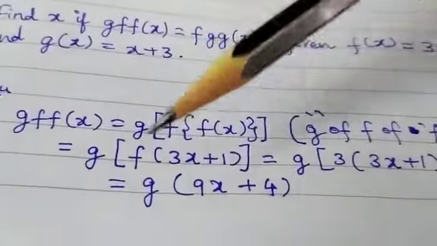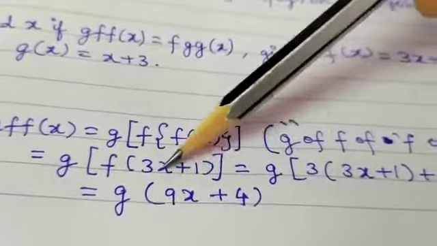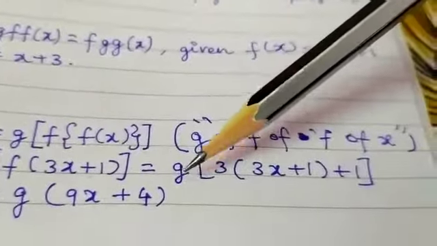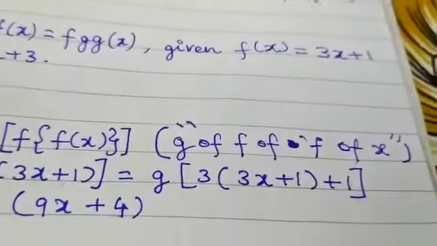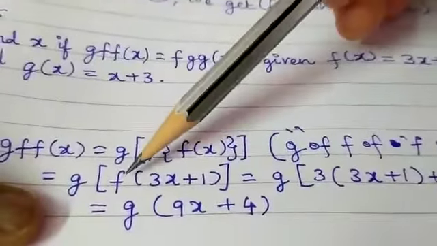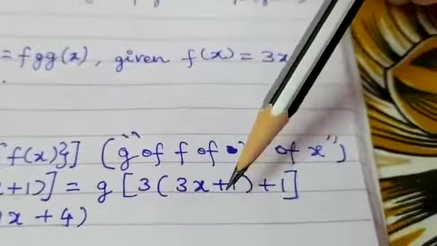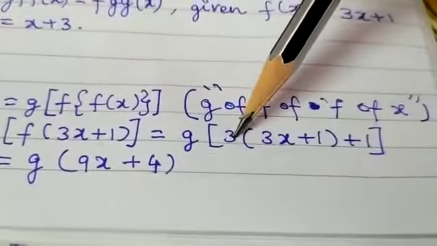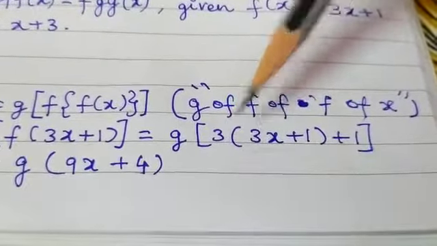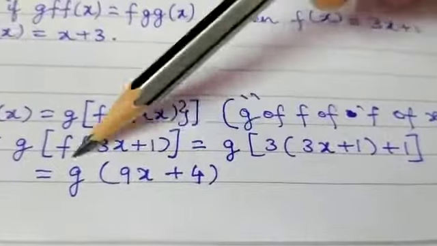I am substituting the value of f of x as given, 3x plus 1. So g of f of x is g of 3 into 3x plus 1 plus 1. In the place of x, I am putting 3x plus 1. Multiplying the 3 inside, I get 9x plus 3 plus 1, that is 9x plus 4. So g of 9x plus 4.